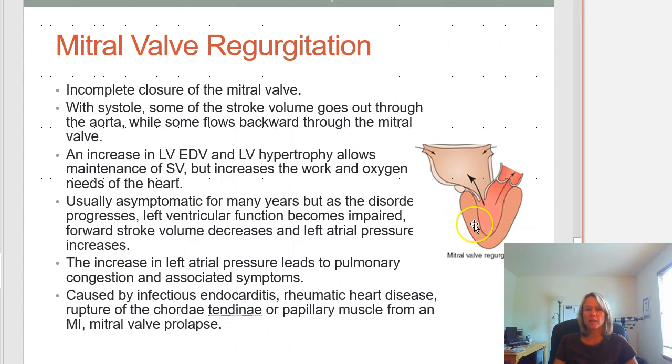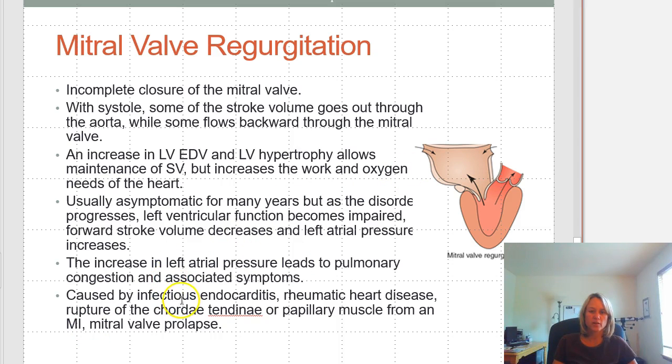And that's going to help to maintain stroke volume, but over time, that increases the work and the oxygen needs of the heart. So this condition can be asymptomatic for many years, but as it progresses, eventually left ventricular function becomes impaired, stroke volume decreases, and left atrial pressure increases. And that increase in left atrial pressure leads to pulmonary congestion and the symptoms associated with that.